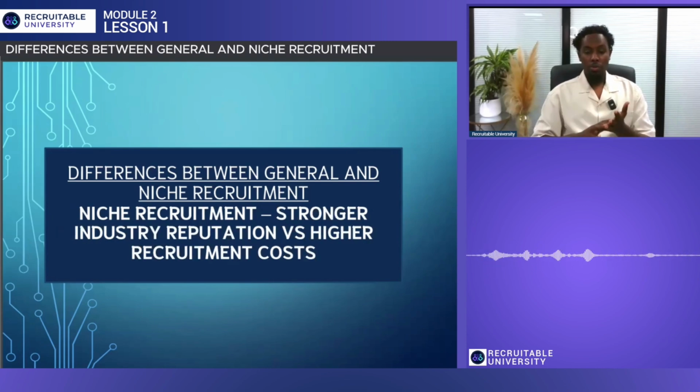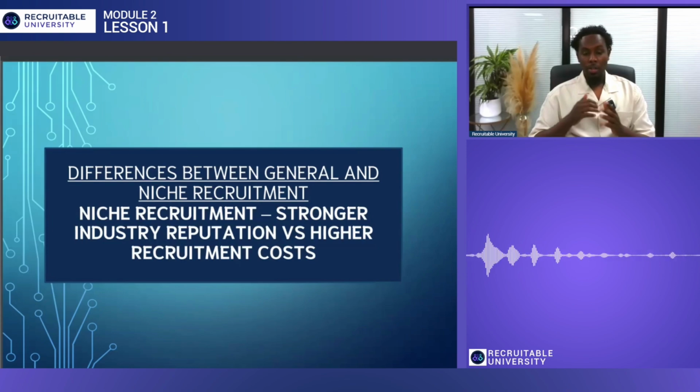When it comes to niche recruitment, you'll have a stronger industry reputation. You'll have a deeper knowledge in your industry, in the market that you are recruiting for. Also expect to spend a little bit more when it comes to recruitment cost, and we'll go through job boards and the different types of job boards where you may find those types of candidates over the next few lessons.